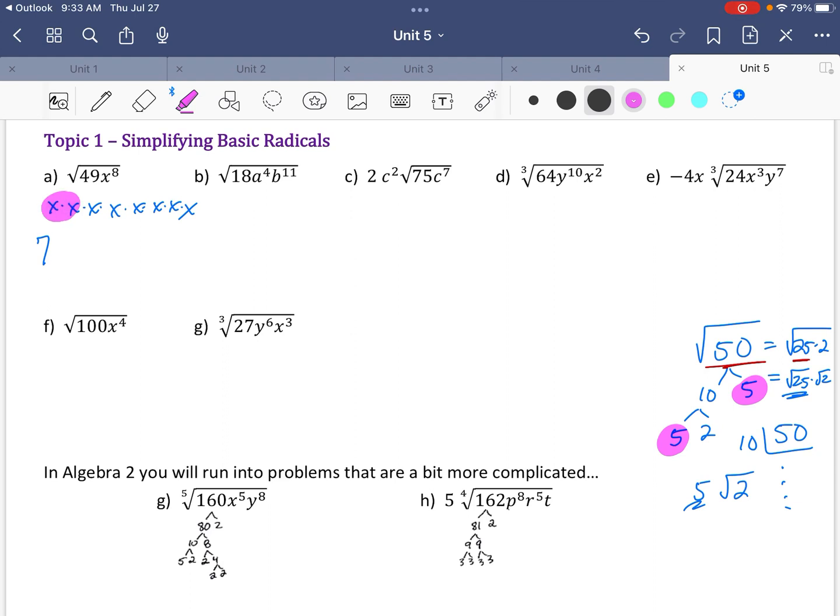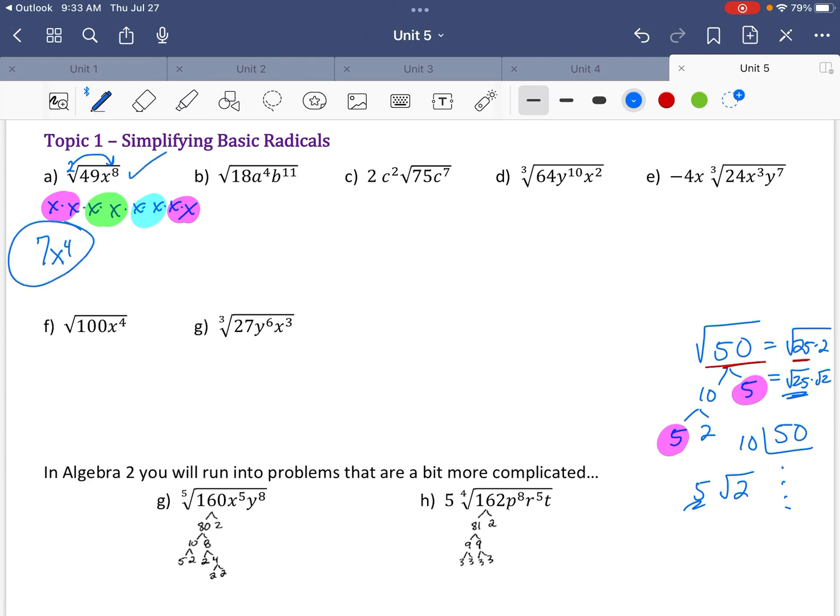What you're doing is trying to make groups of 2. So here's 2, then here's 2 more, here's 2 more, and finally here's 2 more. Obviously you don't want to sit there and do that every time. To make it faster, what you're really doing is this: it's a square root, so you're looking for groups of 2. How many groups of 2 go into 8? There's 4 of them, because 2 goes into 8 4 times. And so x to the 4th.